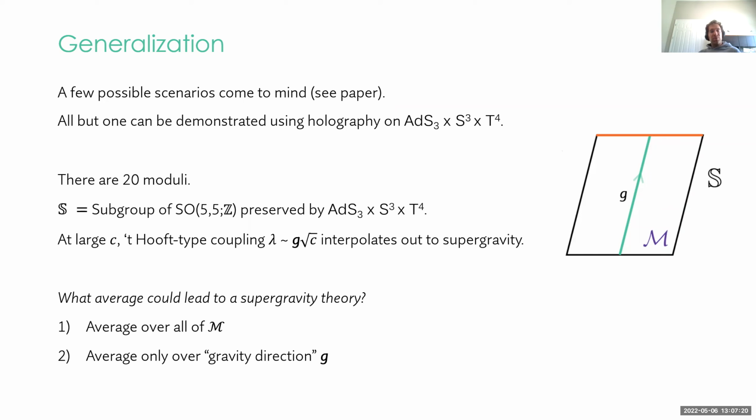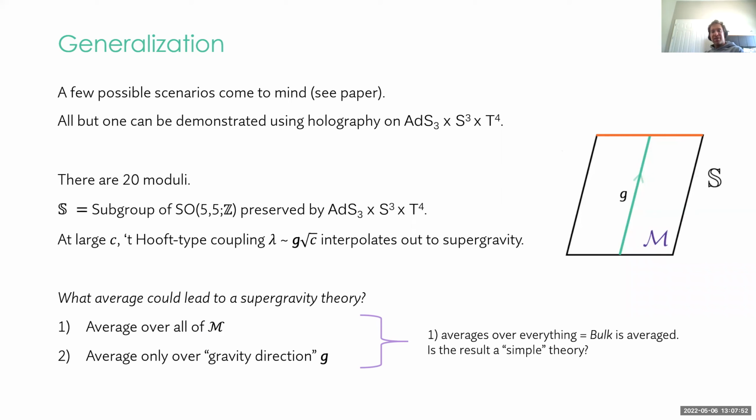And the second would be to perform an average only over the so-called gravity direction g, that is the coupling which is ultimately responsible in the 't Hooft limit for taking you out to supergravity. So this orthogonal direction is spanned by these other moduli, which just come along for the ride and are there in the bulk as scalar fields. I don't know what the answer is to this question, but there are two different possibilities. In particular, the first possibility averages over everything, including the other moduli.